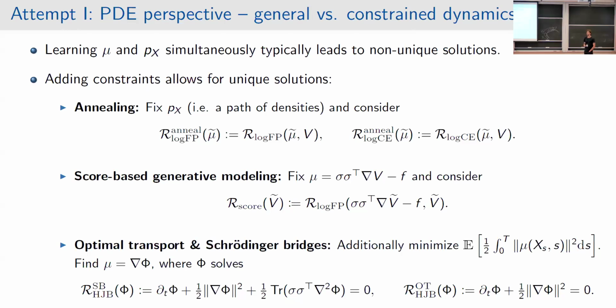Or I can consider the famous optimal transport or Schrödinger bridge setting, where additionally I try to minimize some regularizer on the drift mu, and then it turns out that I want to find the mu which is the gradient of a potential, and this potential also solves another Hamilton-Jacobi-Bellman PDE, which I wrote down here either for the stochastic case or for the deterministic case, right?